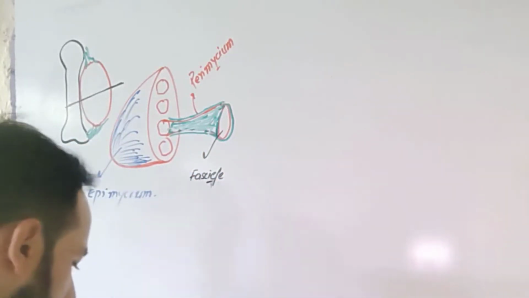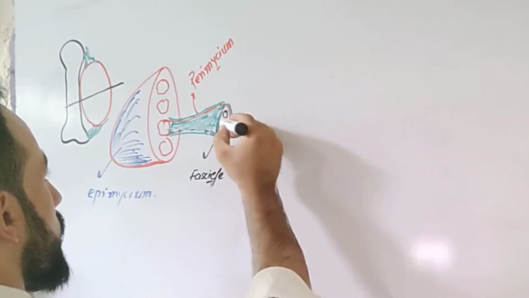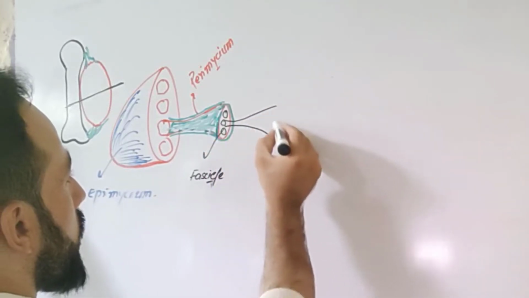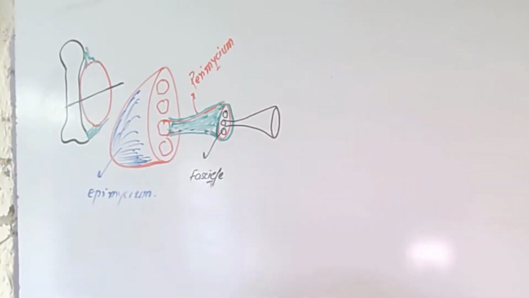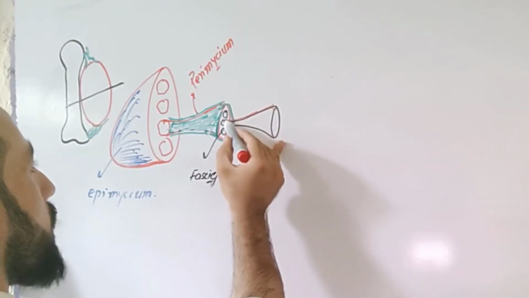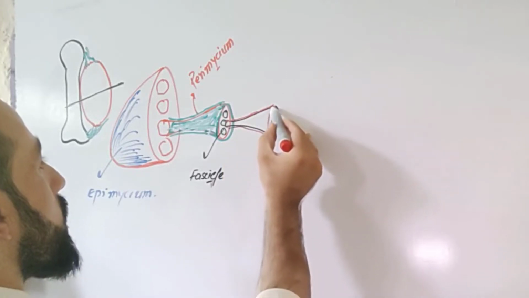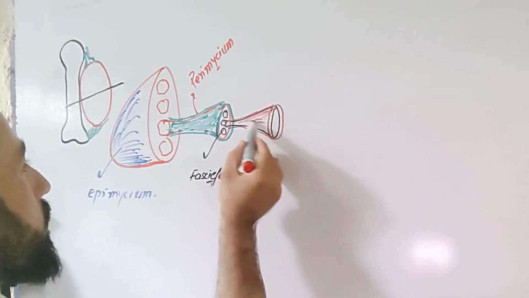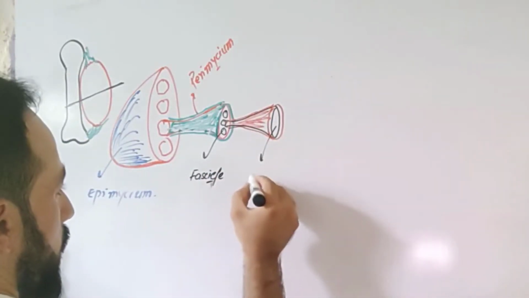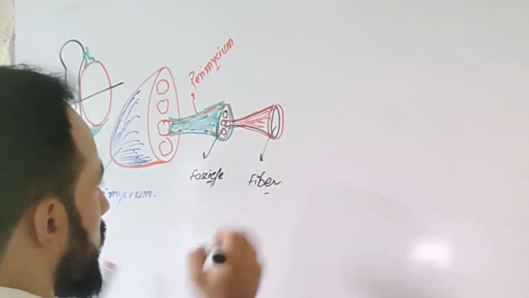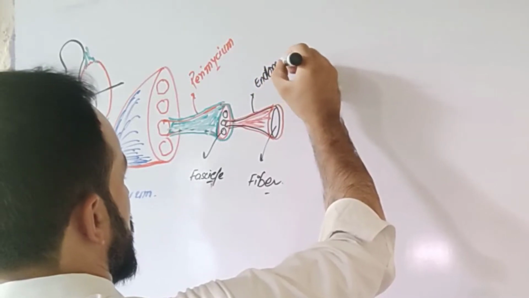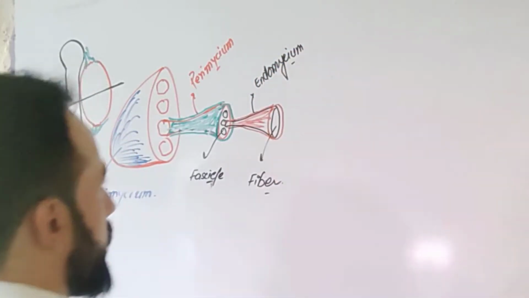Now inside this fascicle there are lots of muscle fibers, right? If we take one fiber out, this is our muscle fiber, and above this muscle fiber there is another protective connective tissue layer which surrounds it, and this is called the endomysium. So this is our muscle fiber, and this is called the endomysium. This was my previous lecture, friends.